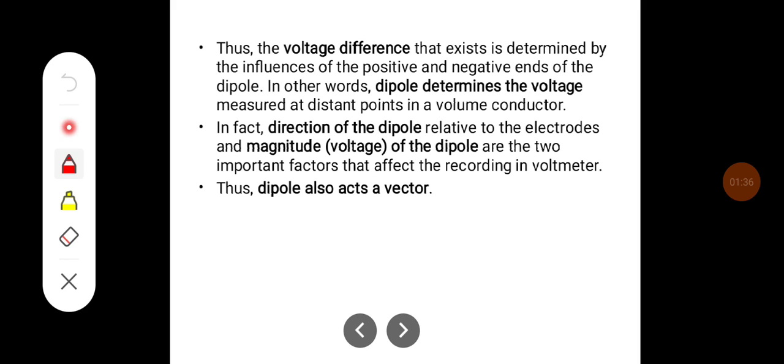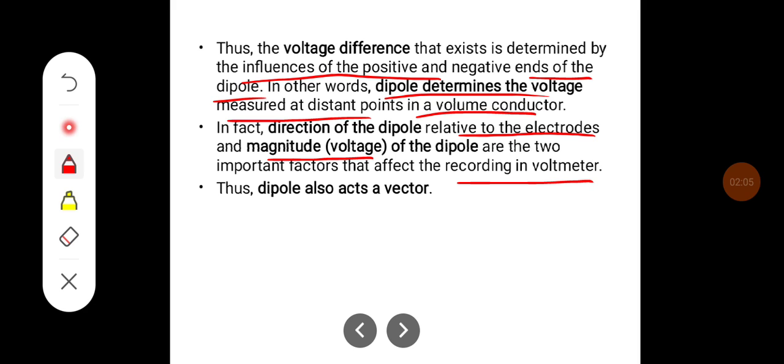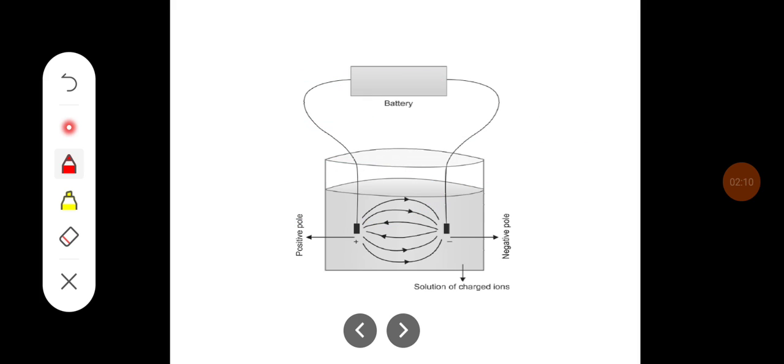Thus, the voltage difference that exists is determined by the influences of the positive and negative ends of the dipole. In other words, the dipole determines the voltage measured at distant points in a volume conductor. In fact, the direction of the dipole relative to the electrodes and the magnitude of the dipole, that is the voltage of the dipole, are the two important factors that affect the recording in the voltmeter. Thus, a dipole also acts as a vector.